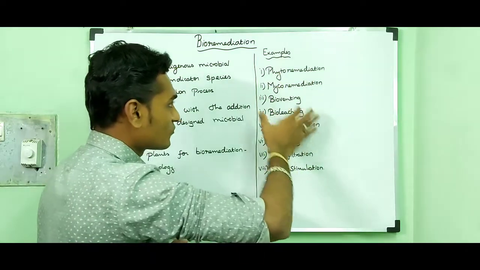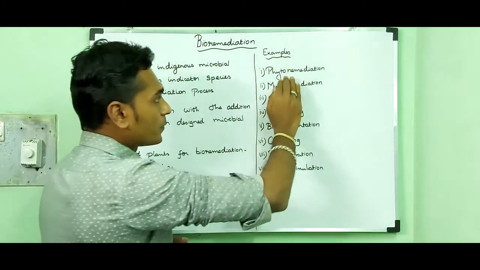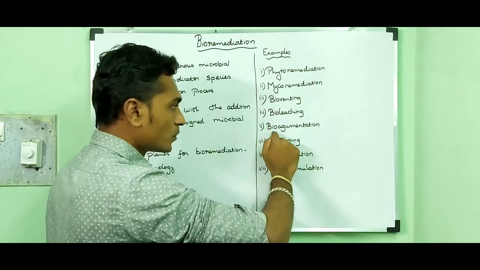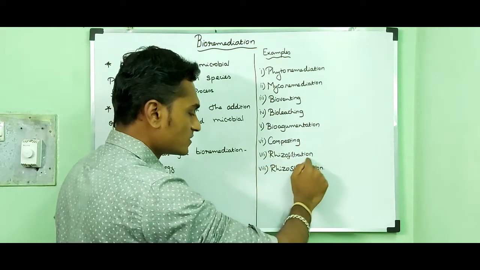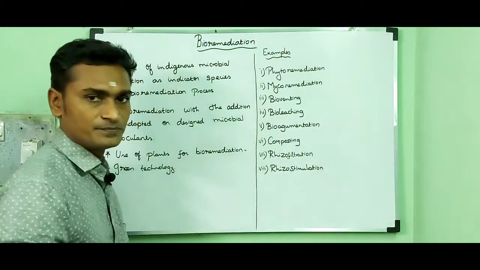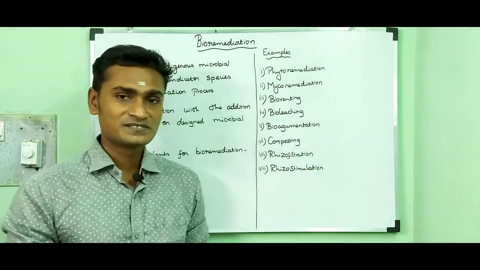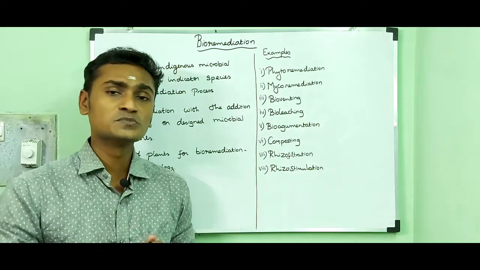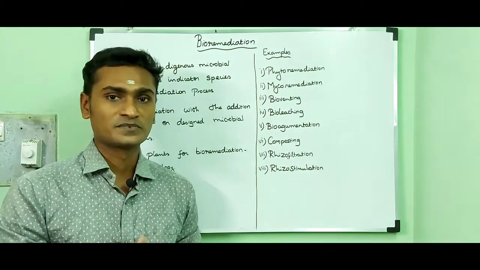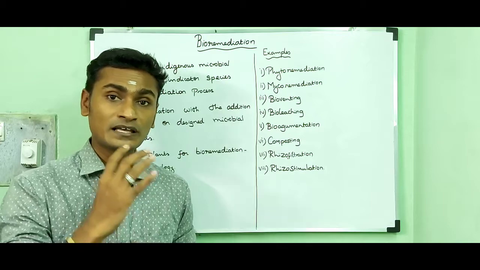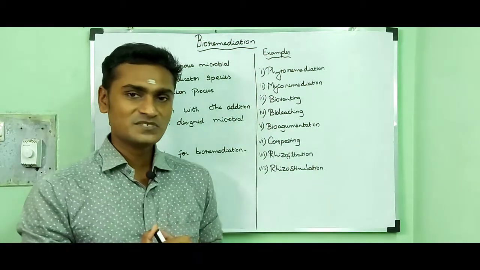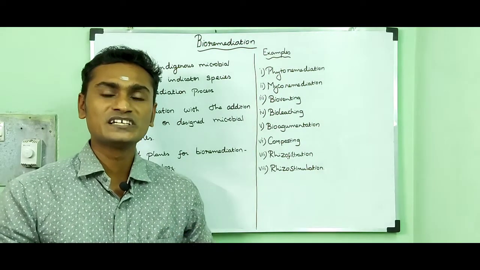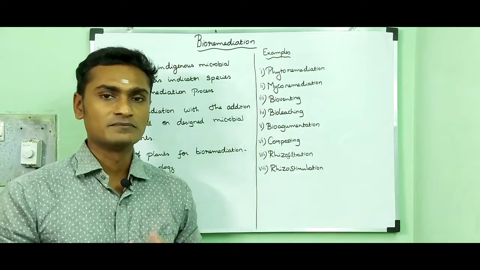Some examples of bioremediation processes are phytoremediation, mycoremediation, bioventing, bioleaching, bioaugmentation, composting, rhizofiltration and rhizostimulation. Phytoremediation means in this technique we use plants to remove the chemicals from the environment. Mycoremediation means in this technique we use fungus to remove or degrade the pollutants from the environment.